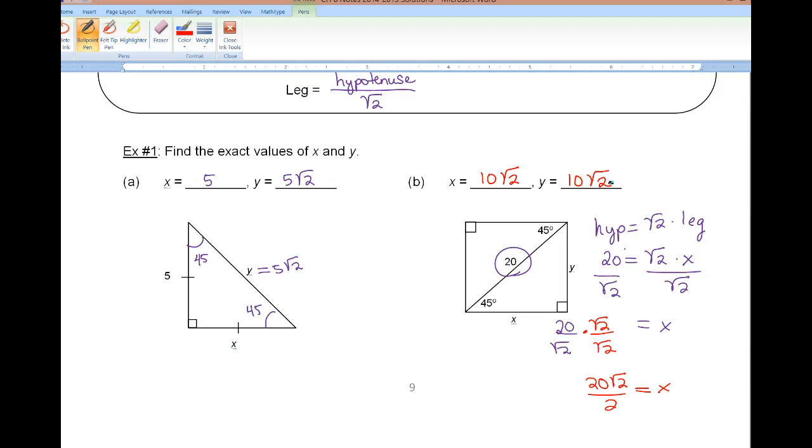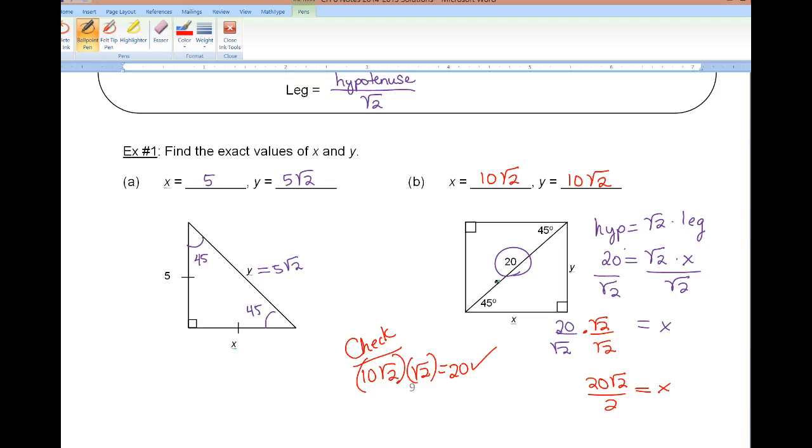Square root 2 times square root 2 is 2, and then 2 times 10 would be 20. No, I was just saying, if you know the leg is 10 root 2, that's what you solve for. To check your answer, take 10 root 2 times root 2. Do we get 20? Take the leg times square root of 2, do we get back what we started with, which was 20?